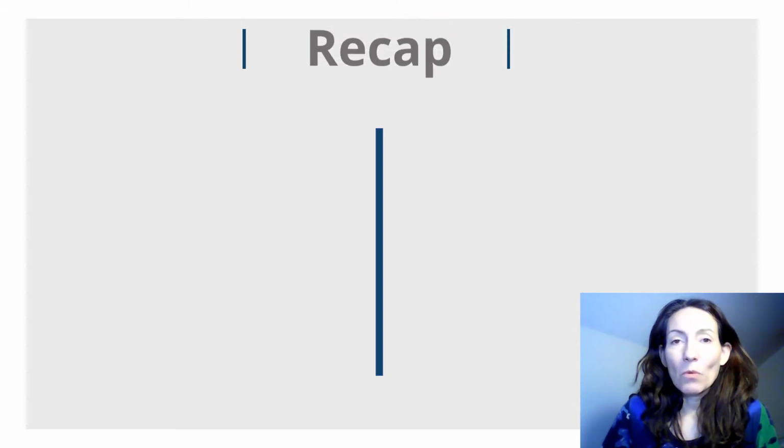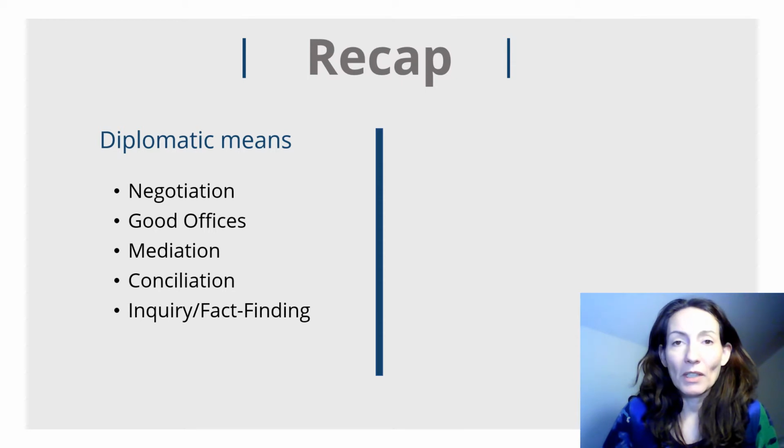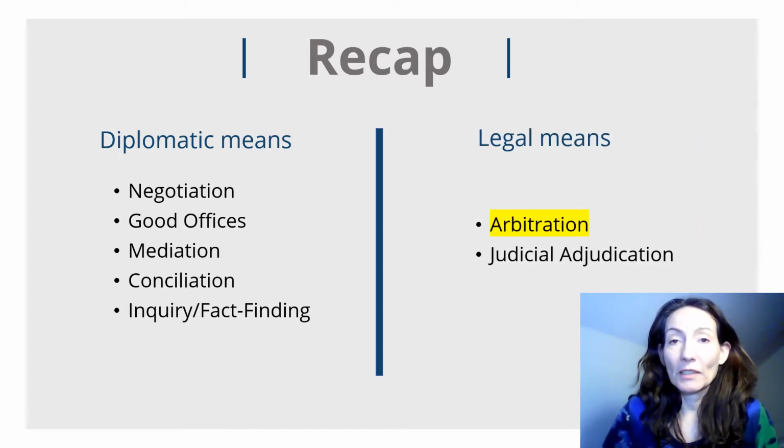So far, we have covered the most commonly used diplomatic means of settling disputes. They all have in common that the main objective is to find a compromised solution to the conflict and not a legally binding outcome. Now, we will focus on the legal means of settling disputes that are characterized by ending with a binding decision. If the parties do not comply with such a decision, they will be breaching international law and therefore incurring international responsibility.